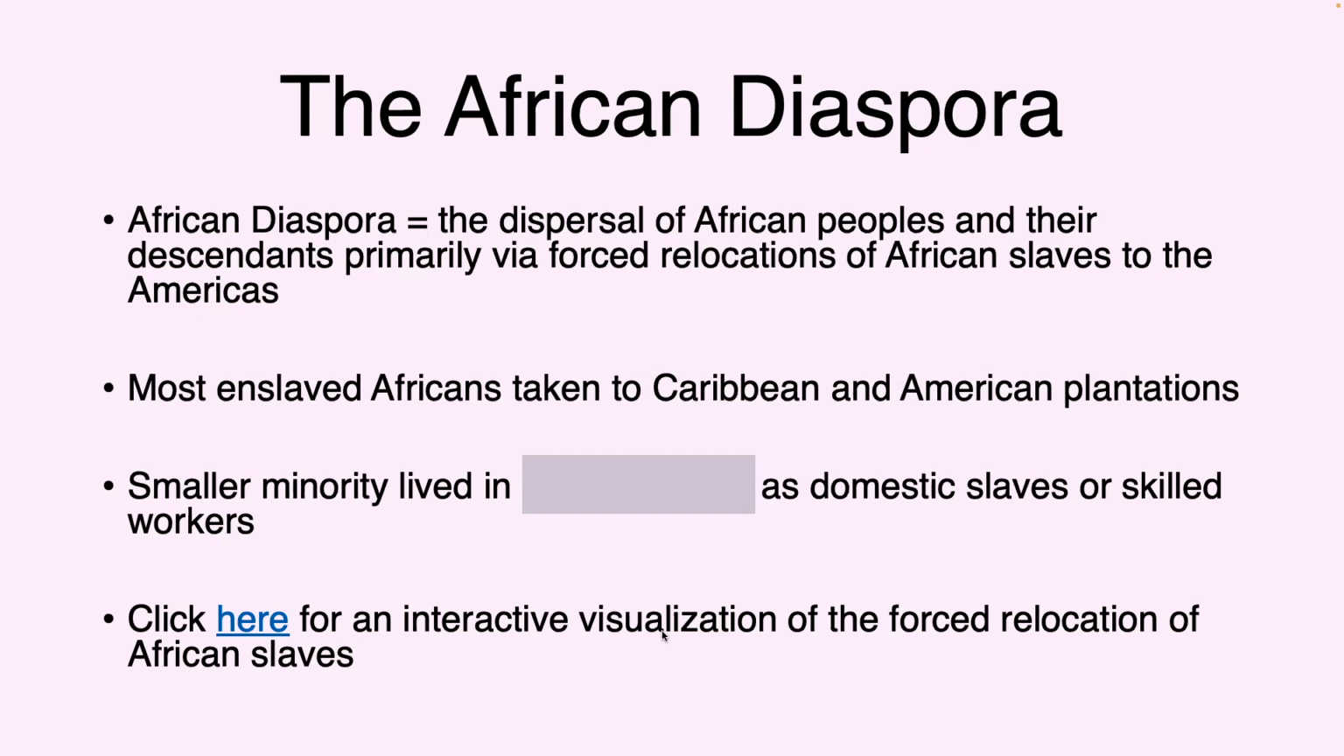But a smaller minority did live in urban settings as domestic slaves or skilled workers, right? So the vast majority are taken to very rural settings, forced into very hard physical labor in Caribbean and American plantations, whether that is for tobacco, sugar, coffee, whatever. There is a smaller minority that is taken to Mexico City, that is taken to urban settings in the Caribbean, in British North America, where they do become domestic slaves or skilled workers in a very urban setting.